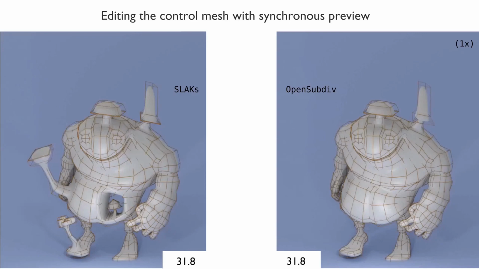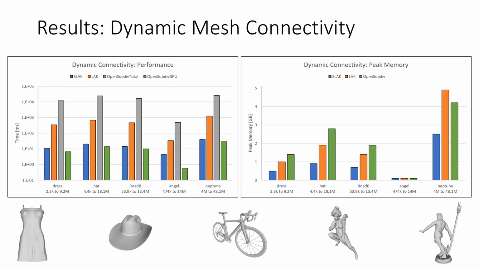We selected a variety of differently sized meshes and subdivided them to different levels. Please note that the performance chart is in log scale. We split the timings for OpenSubdiv into 2 parts. The gray bar shows the total time for the subdivision including preprocessing, and the green bar is the evaluation of vertex data on the GPU. For Lag and Slack, the complete subdivision time is shown.